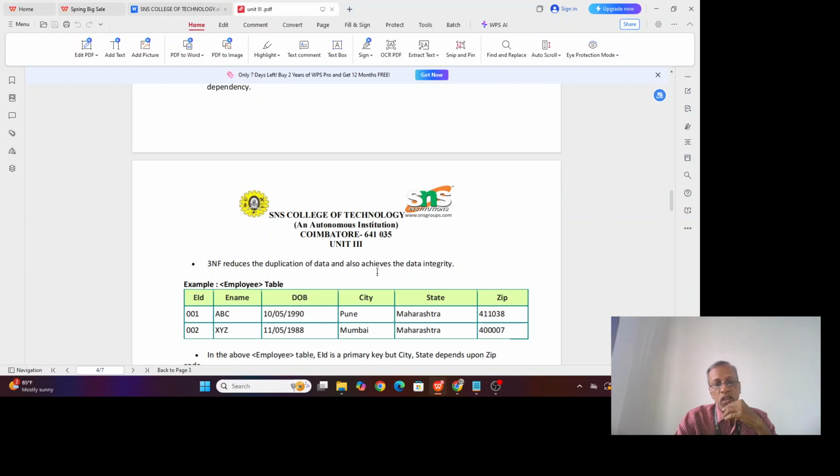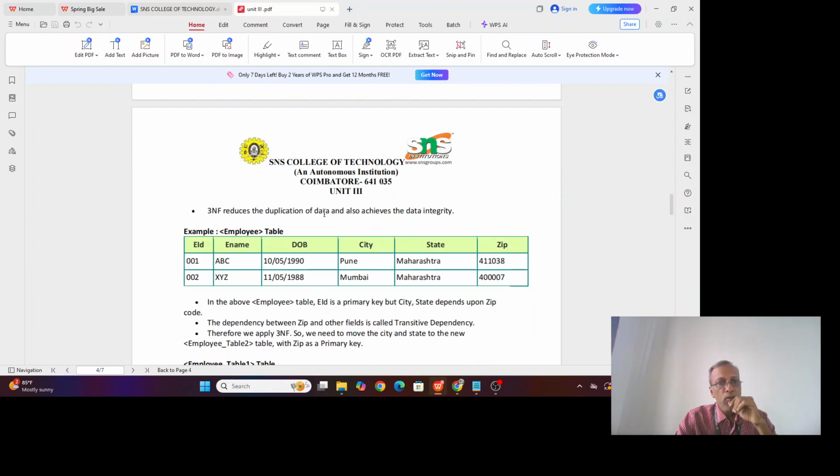Here, 3NF reduces the duplication of data and also achieves data integrity. Here, we have to give two important points. One is that duplication we have to avoid, and the other is that data integrity we have to achieve.